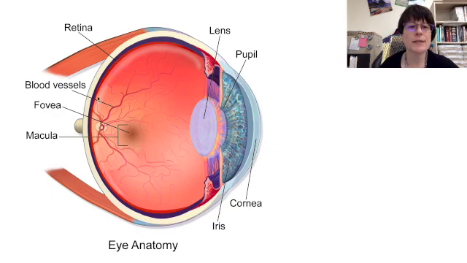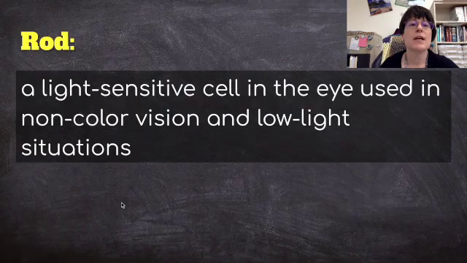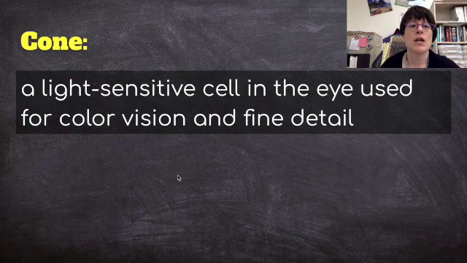Now on the retina there are special cells that detect the light and form that image. There are rod cells. These are a light-sensitive cell in the eye used in non-color vision and low light situations. So with rods, you would only see black and white. So there's no color here. That's why when there's not a lot of light, everything doesn't really have color, because you are mostly using your rods there. Cones are a light-sensitive cell in the eye used for color vision and fine detail.